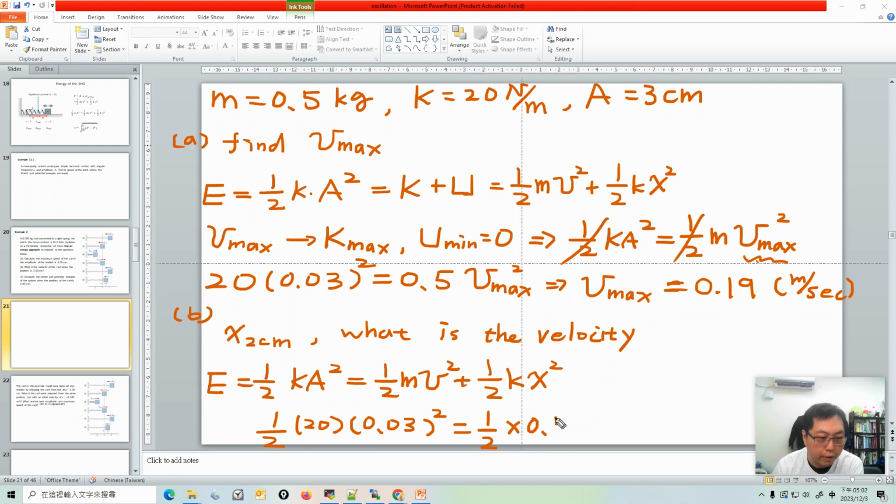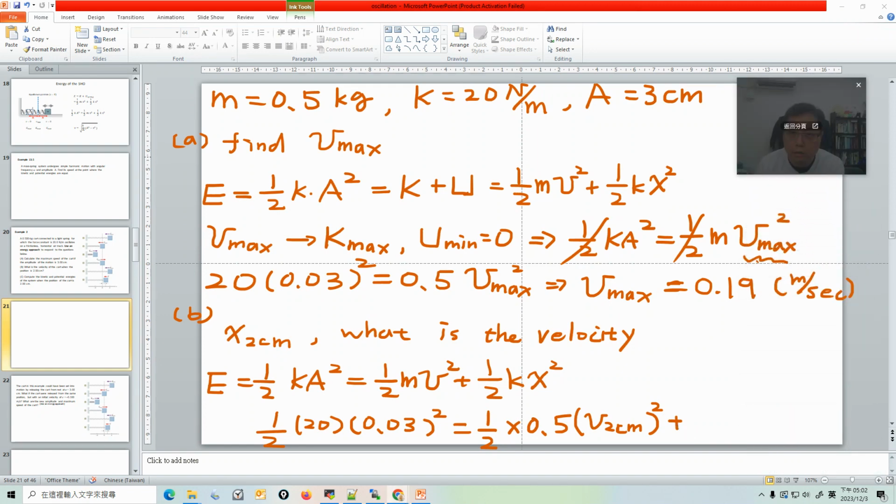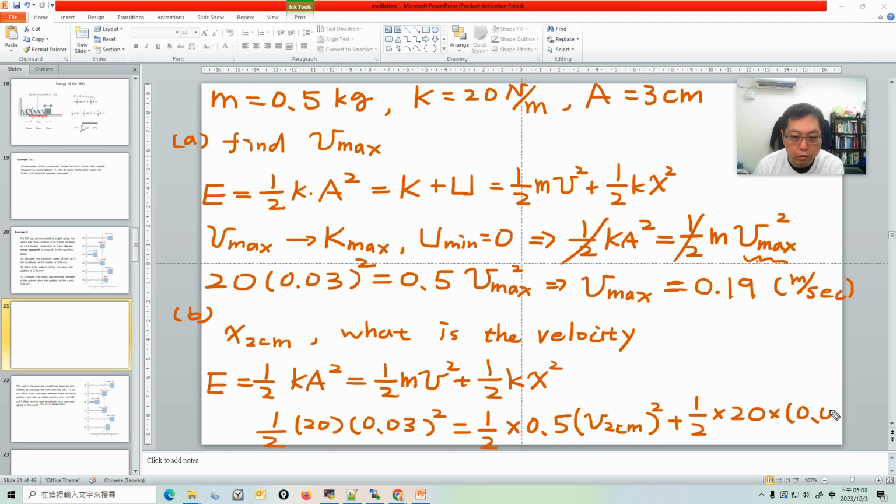So what's the velocity? 1/2, the mass is 0.5, and the velocity at 2 centimeters, I don't know, so let's make it unknown. Do we have the elastic potential energy in this problem? Yes, we can get it, because the problem gives the position at 2 centimeters. I think this means plus 2 centimeters, so let's put 0.02 squared. So we have one equation and one unknown, so of course we can solve for the velocity at 2 centimeters.